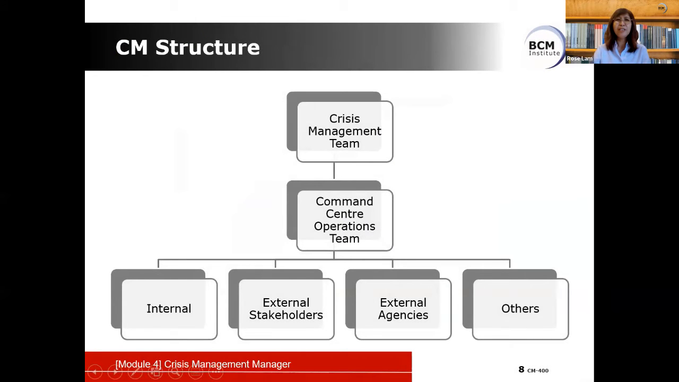So this is the crisis management structure. So revisit your crisis management structure.